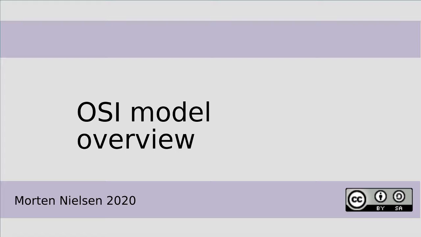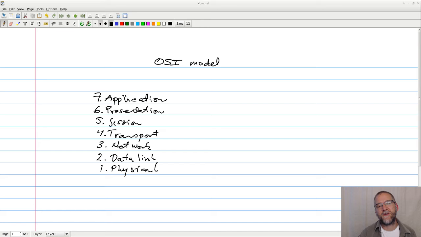The OSI model is a very fundamental model when it comes to communication, and there are a lot of really good resources about it online, and this video is mostly to put it in context to our usual usage. There are seven layers to the OSI model, from the physical layer up to the application layer.